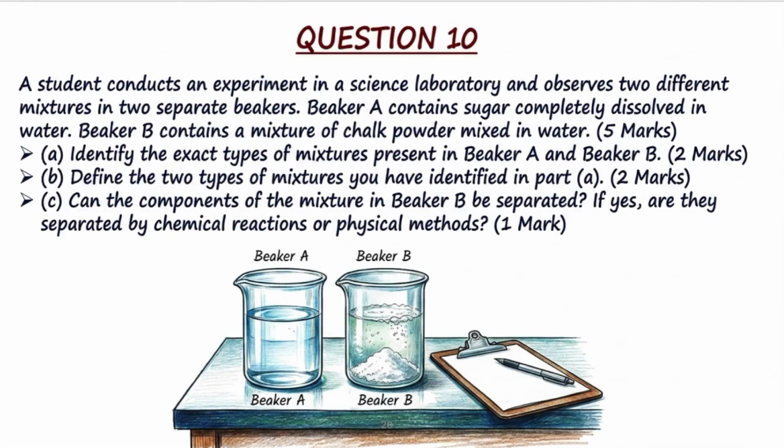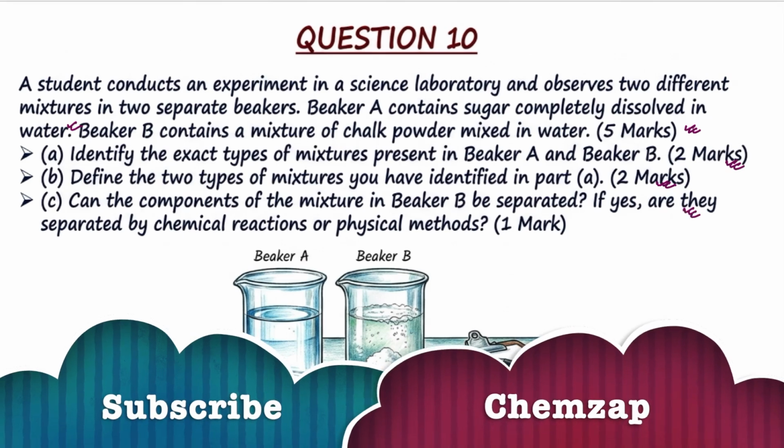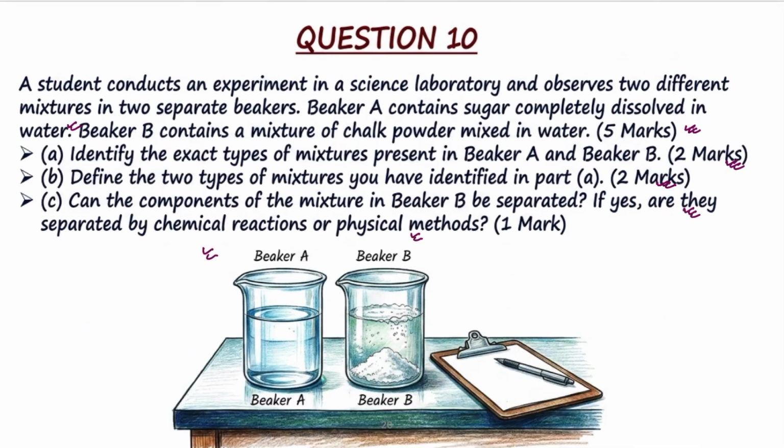Now this is the last question. A student conducts an experiment in a science laboratory and observes 2 different mixtures in 2 separate beakers. Beaker A contains sugar completely dissolved in water. Beaker B contains a mixture of chalk powder mixed in water. Identify the exact type of mixtures present in beaker A and beaker B. 2 mark question. Define the 2 types of mixture you have identified in part A. 2 mark question. Can the components of the mixture in beaker B be separated? If yes, are they separated by chemical reaction or physical methods? This is the 1 mark question.